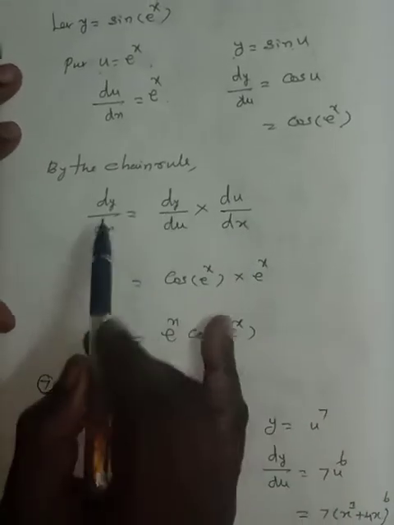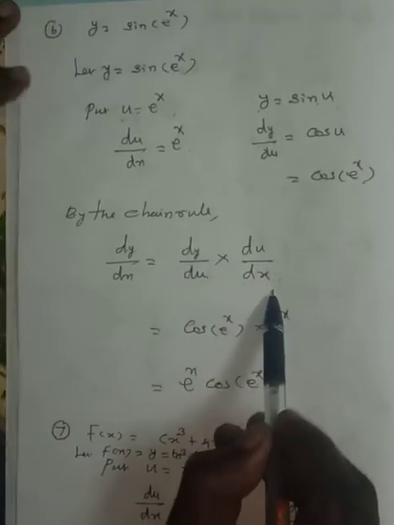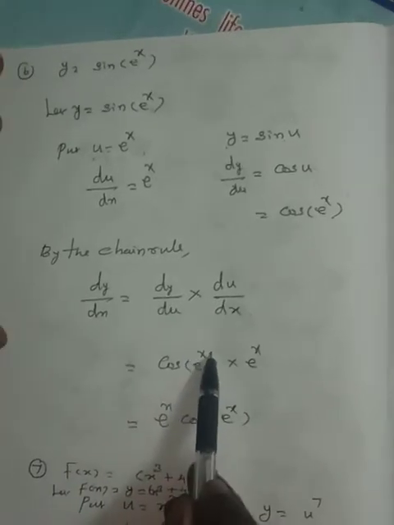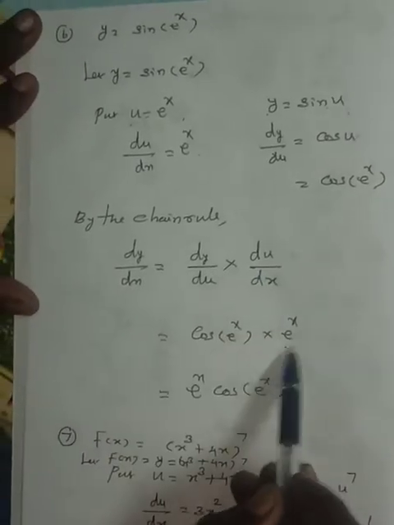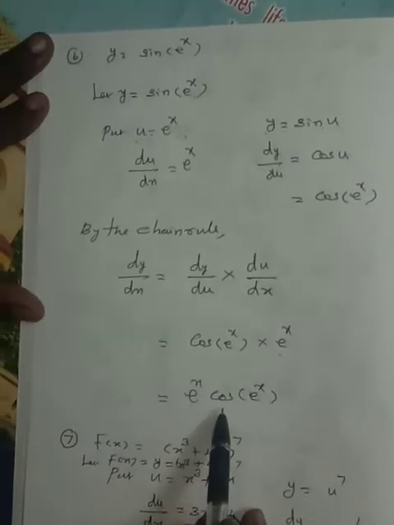By the chain rule, dy by dx is equal to dy by du into du by dx. dy by du is cos of e to the power of x. du by dx is e to the power of x. So multiply these two. We have e to the power of x into cos of e to the power of x.